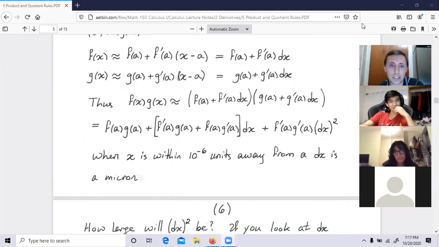So dx is 10 to the minus 6. I just picked it to be 10 to the minus 6. Yes, I could make it smaller. The point is, I'm trying to explain how, without seeing the graph, I can imagine that it would look like a straight line.